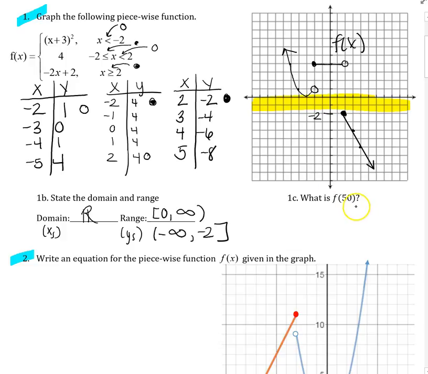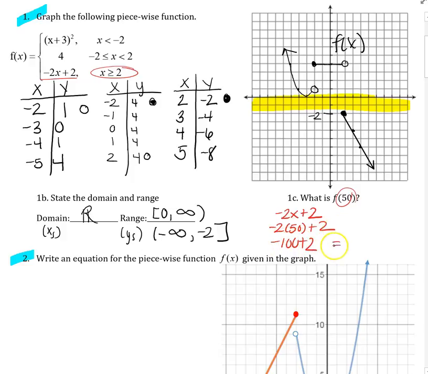So if I asked you to evaluate f of 50, obviously it's not on this graph, but what you would do is look at 50, that's your x value, and then look at each of these intervals. So I'll erase this for now. 50 is in the interval x is greater than or equal to 2. So because of that, I'm going to plug into negative 2x plus 2. So I'll plug 50 in. So I've got negative 100 plus 2, which is 98. And that would be your answer.